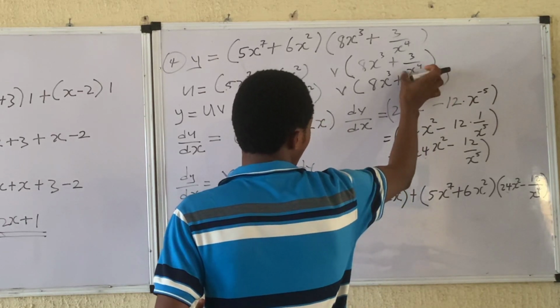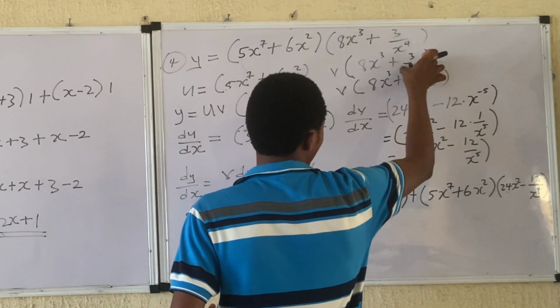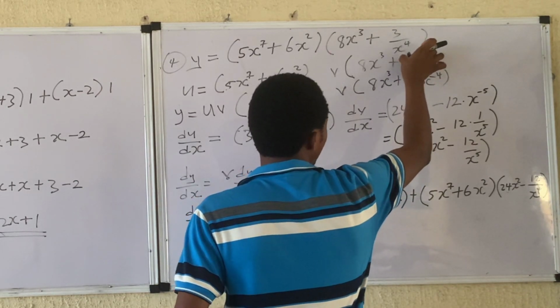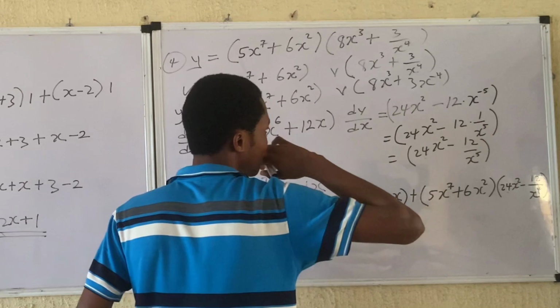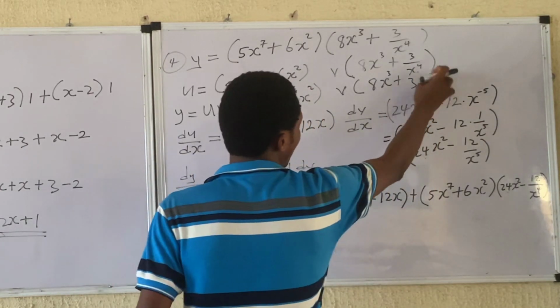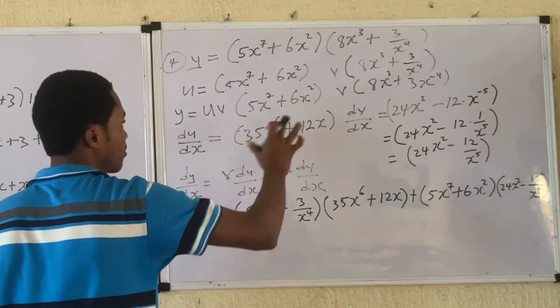Moving x raised to the power 4 from the denominator to the numerator, the sign changes, moving from positive to negative. That's how we got this 3x raised to the power minus 4. So that is it, that's for v.